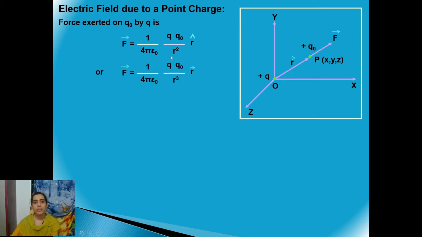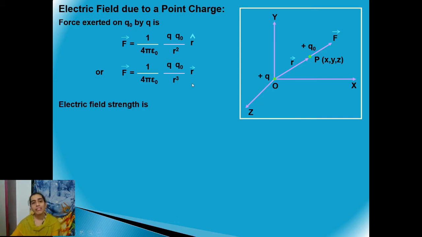Or you can also express it, if you are not expressing it in terms of direction, then you can consider the magnitude and rewrite the expression as vector F equals 1 by 4 pi epsilon naught, Q naught divided by R cube, into vector R.